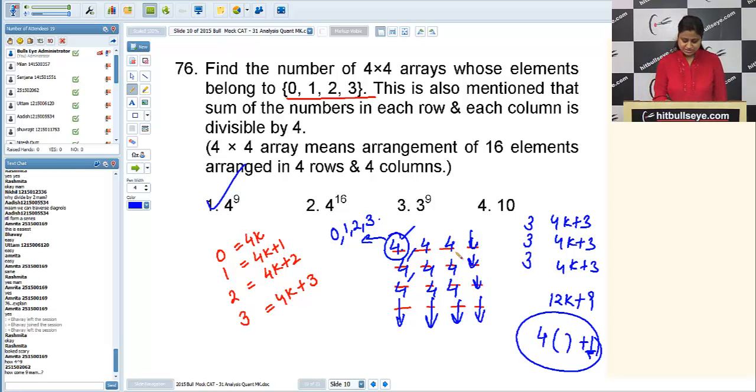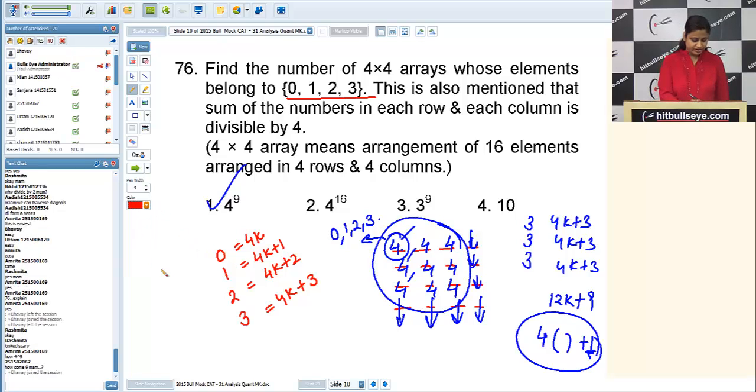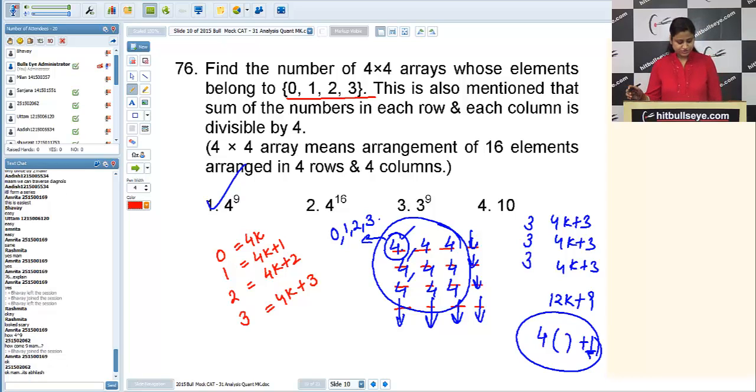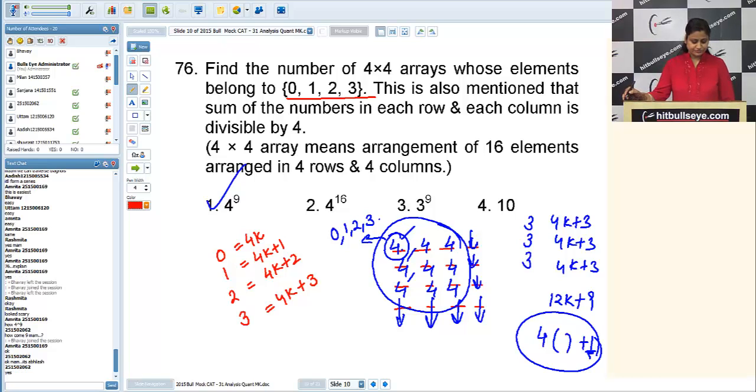How come 9? Because as you can see, there are 9 places, and for every place there are 4 choices. That's why. Okay, Abhilash, now you got it? Because there are 9 places and for every place there are 4 choices, that's why we are taking 4 raised to power 9. Randomly you can take any choice.